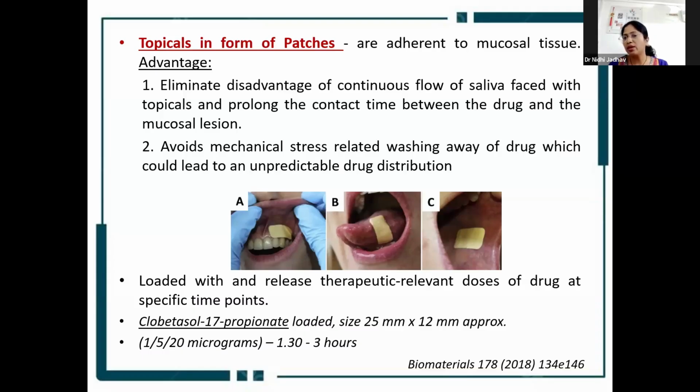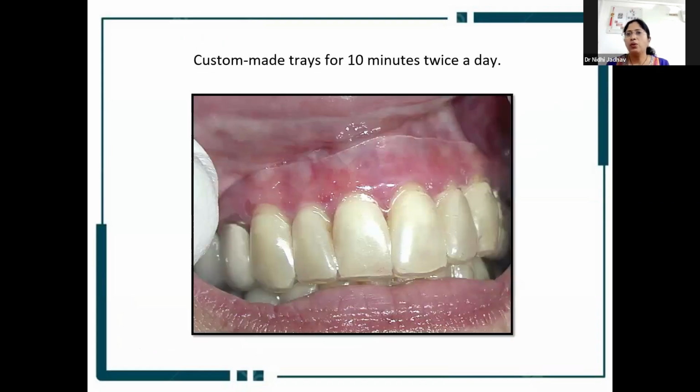With 20 microgram, good enough results have been obtained. There should be at least a contact time of 1.5 to 3 hours with these patches. Now, when you are dealing with a case of desquamative gingivitis, it is very difficult to get that increased contact time of the topical gels. So, to overcome that, custom-made trays can be used.